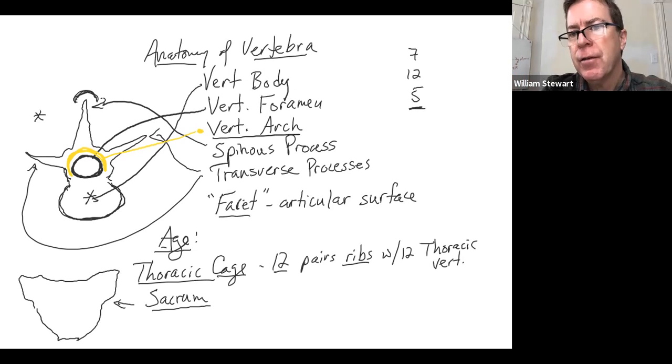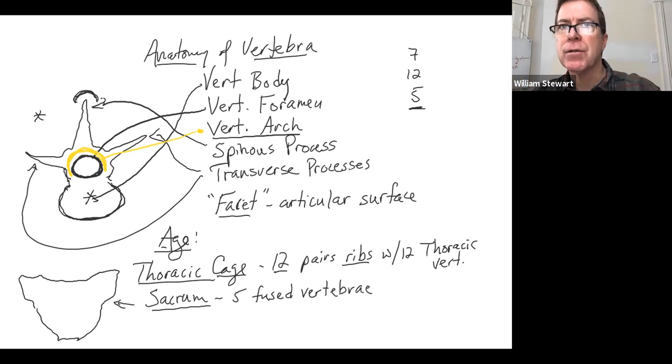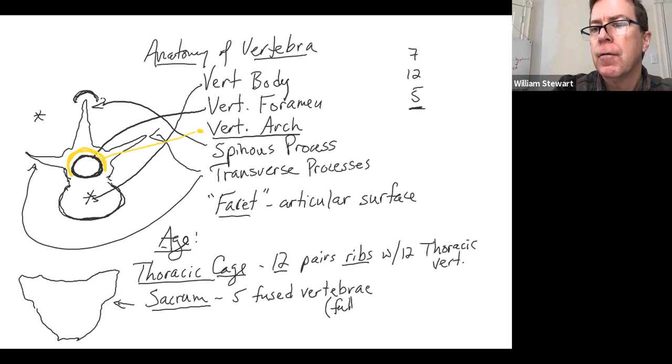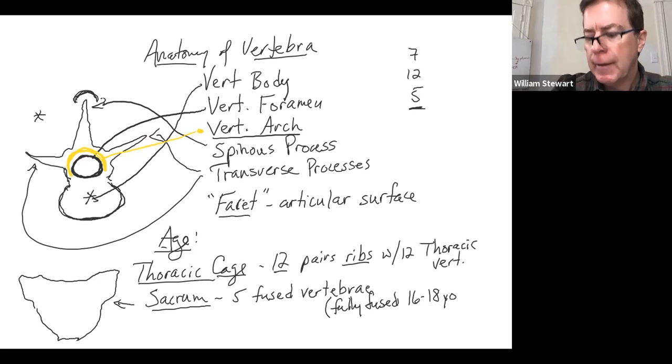Evolutionarily, this is 5 fused vertebrae. If you hold a sacrum in your hand, you can make out, there are not epiphyseal lines, they're fully fused, but you can sort of imagine that there are 5 fused vertebrae when you hold one of those bones. The full fusion comes after birth, believe it or not. I'm going to write fully fused, typically late teens, at the end of puberty, 16 to 18 years old.